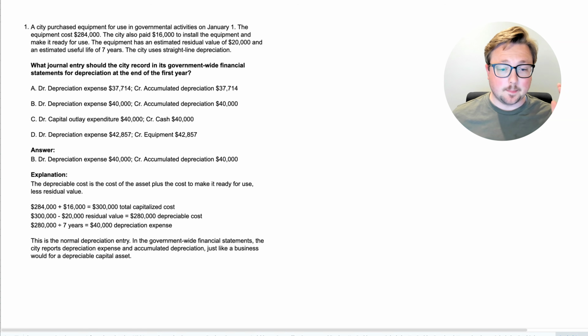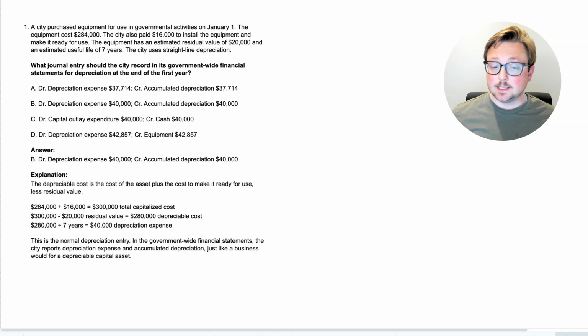The answer is B. You would debit depreciation expense for $40,000 and credit accumulated depreciation for $40,000. This question is meant to be simple because it's meant to show you how similar governmental accounting for assets is to normal accounting for assets. So let's dive into this.